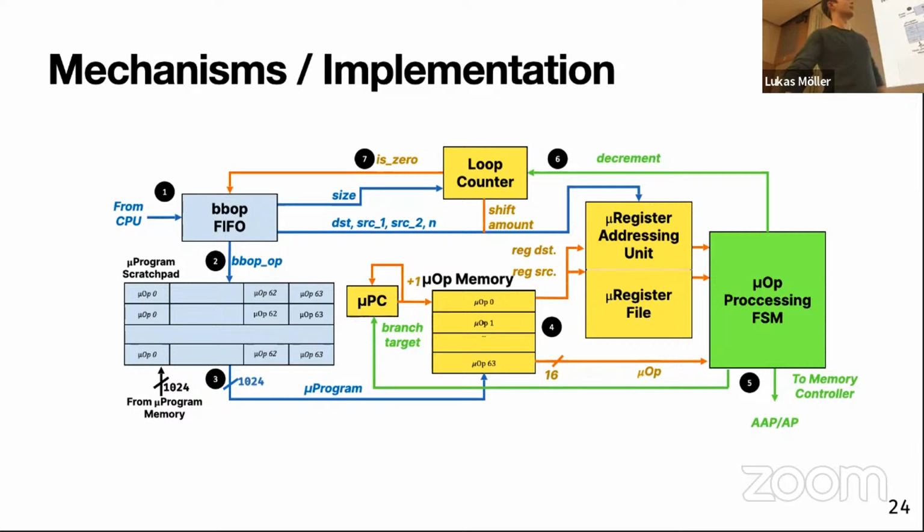And we have the micro operation processing finite state machine, which orchestrates execution and sends the necessary commands to the memory controller. We also have a loop counter here, which takes care of arrays which are longer than our DRAM row width.